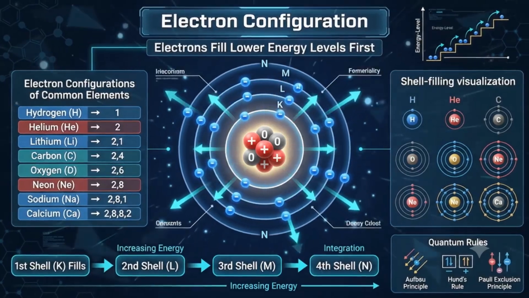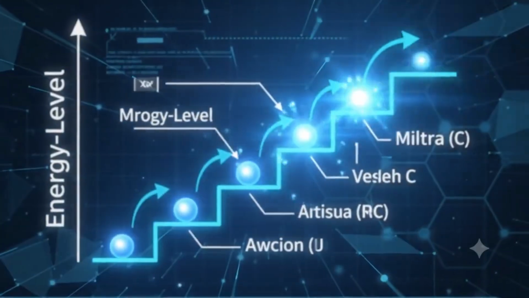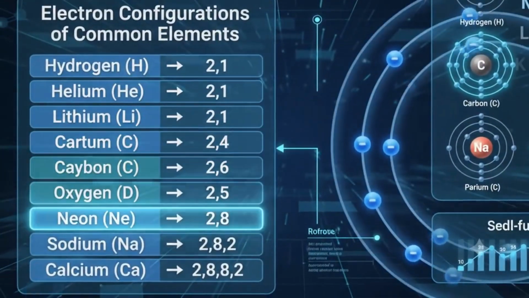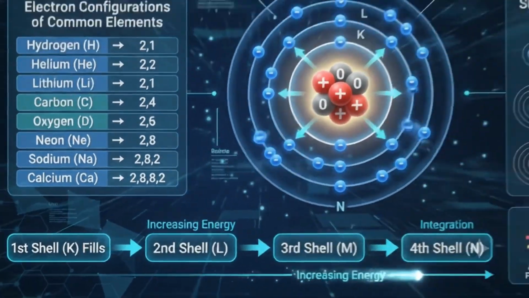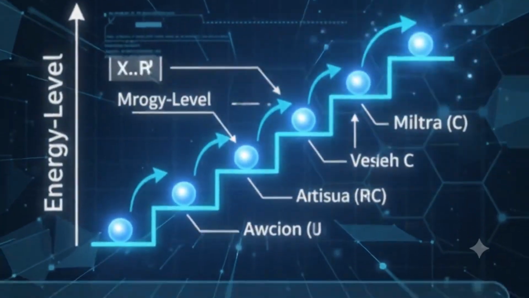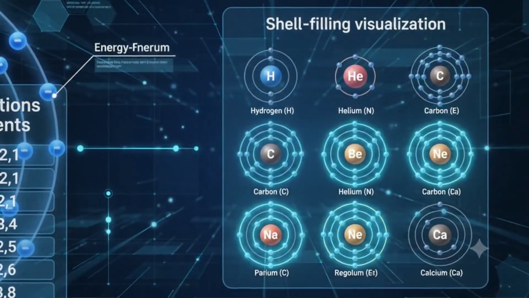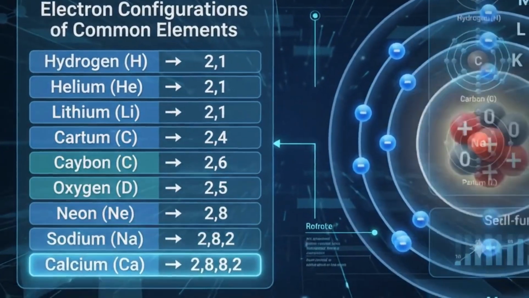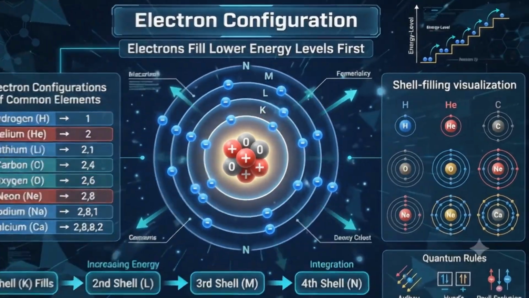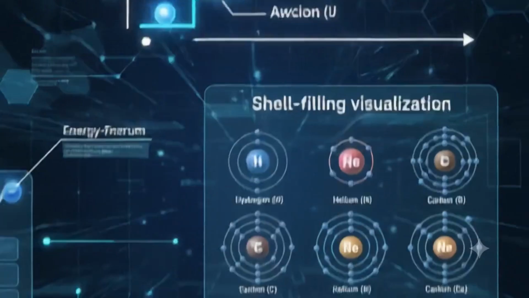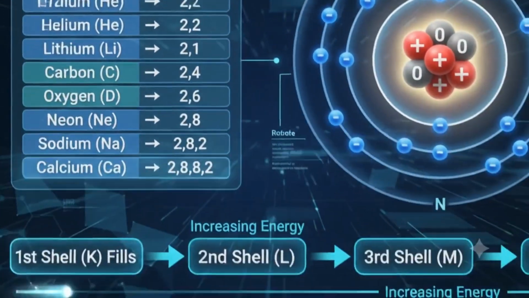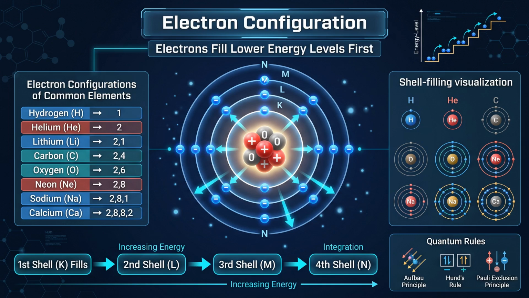Now that we understand electron shells and energy levels, the next important concept is electron configuration. Electron configuration is the systematic arrangement of electrons in the different energy levels or shells of an atom. In simple words, it tells us how the electrons of an atom are distributed among the K, L, M, N, and higher shells. Every atom has a unique electron configuration because each element has a different number of electrons.